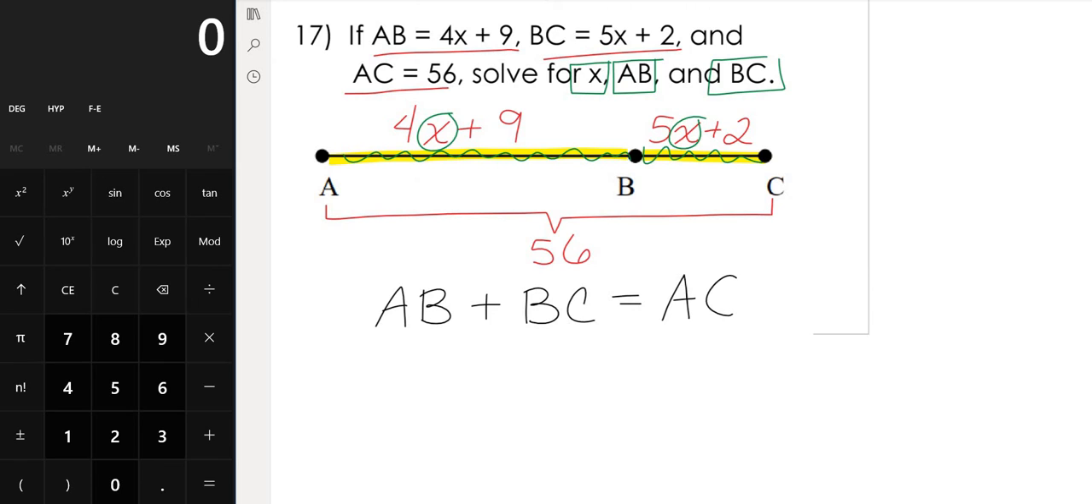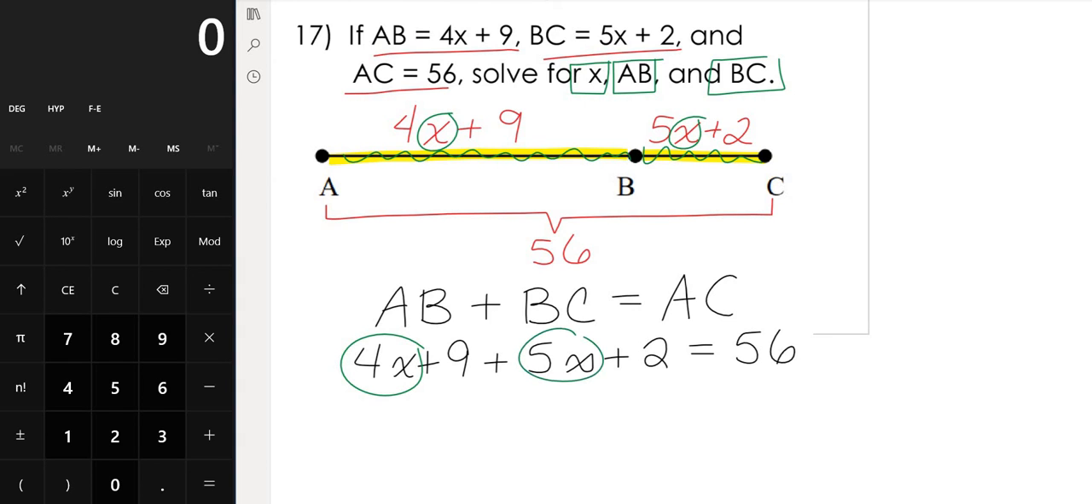Let's plug in some values. AB is 4x plus 9, plus BC, which is 5x plus 2, and that gives us the whole thing, 56. Okay, that's an equation that we can solve. Let's go ahead and do it. Combine like terms, start with the x's. 4x plus 5x is 9x. Then the whole numbers, 9 plus 2 is 11, equals 56.